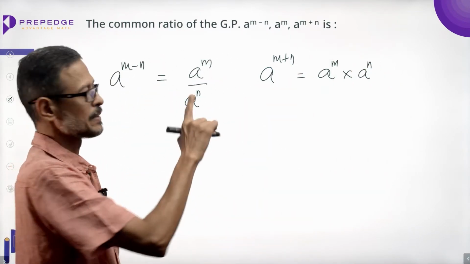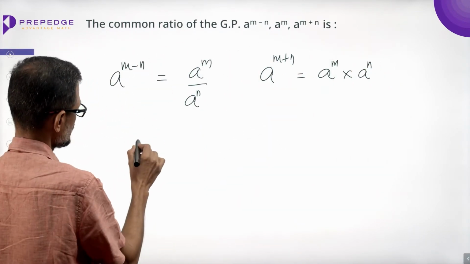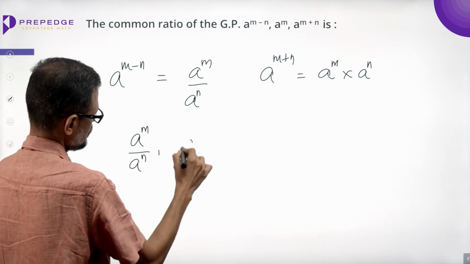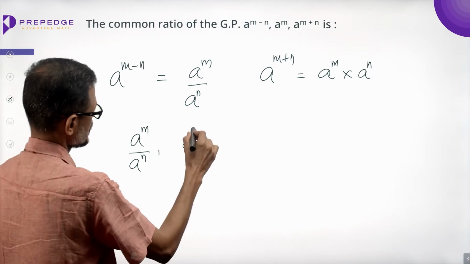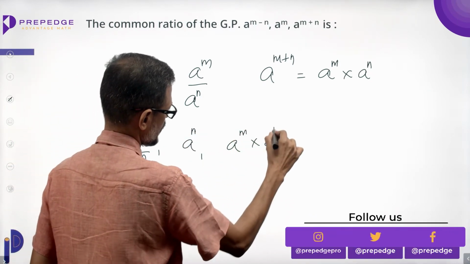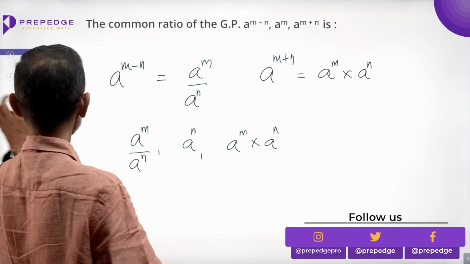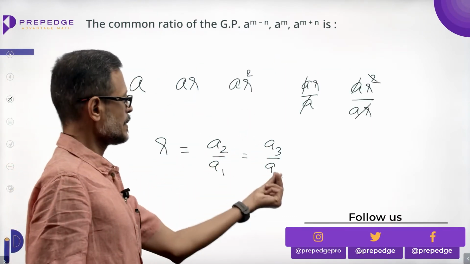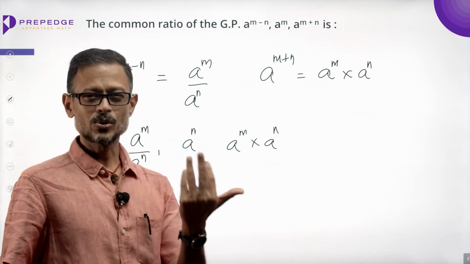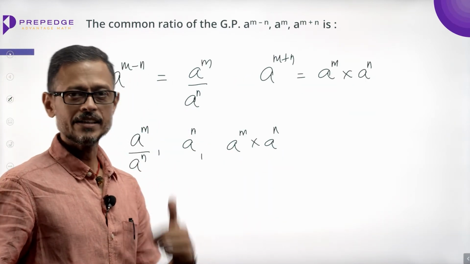So in the rewritten formula, let's write the three terms. So the first term is a power m divided by a power n. Second term is a raised to the power of m. The third term is actually a raised to the power of m times a raised to the power of n. Let's go back to the previous slide. இங்க என்ன சொல்லியிருக்கோம்? A3 by A2 should give us the common ratio அப்படின்னு இருக்காங்க. A2 by A1 கொடுக்கும். இது easier to work with A3 by A2.